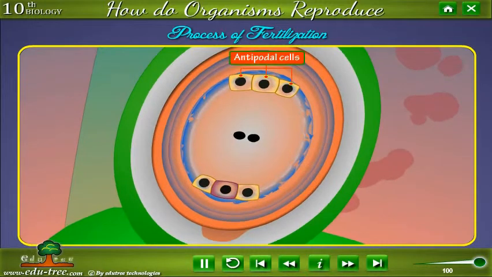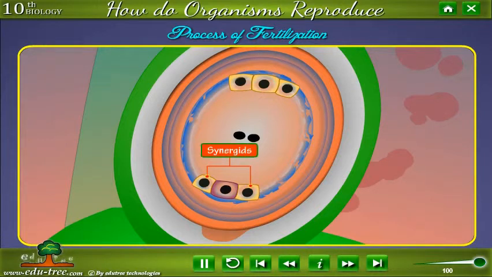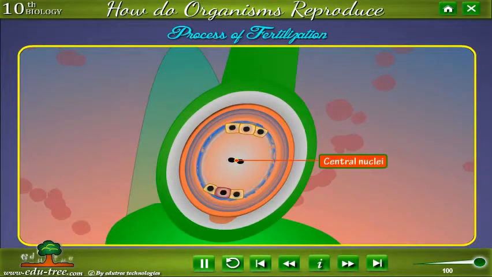3 cells named antipodal cells form opposite the opening of the ovule, known as the micropyle. Another 3 cells form above the micropyle. 2 of these are synergids, and the other is the egg cell. This leaves 2 nuclei in the center of the ovule. These central nuclei remain together in one large cell. It is the egg cell and the central nuclei cell which will eventually become part of the double fertilization event.